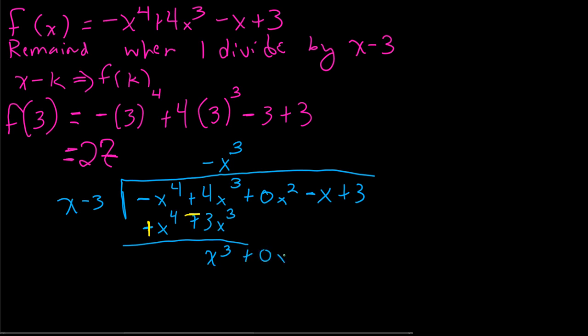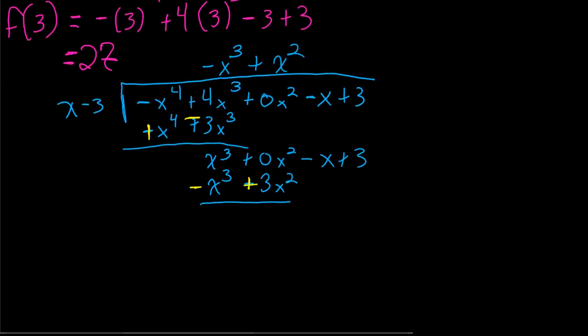I'll bring down my next terms. And I have my new leading term. X cubed divided by x is positive x squared. I'm going to multiply the x squared back across. X squared times x is x cubed. X squared times negative 3 is minus 3x squared. I'm going to subtract. So I'm going to change my signs.